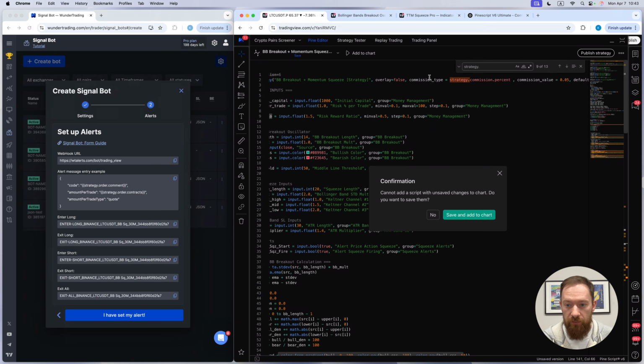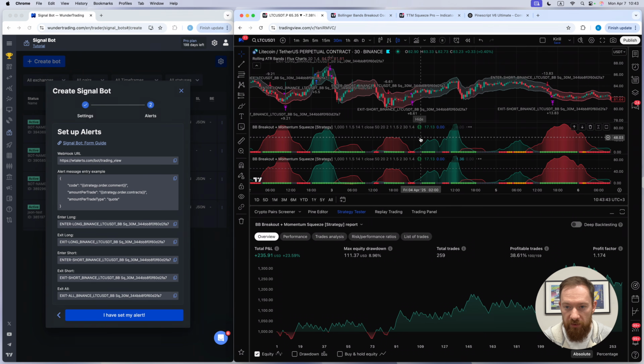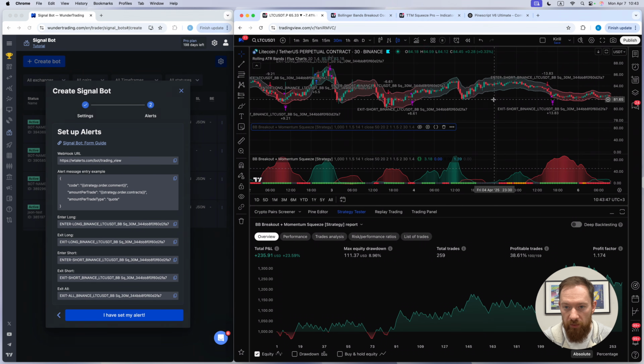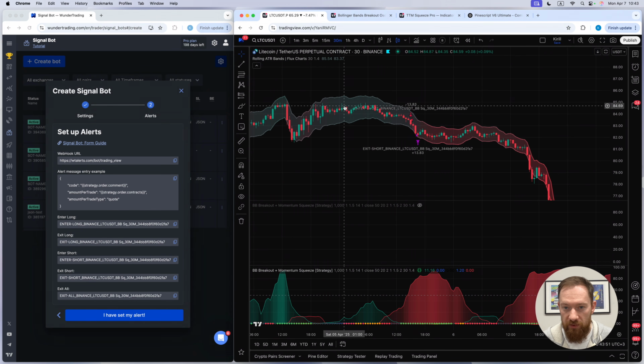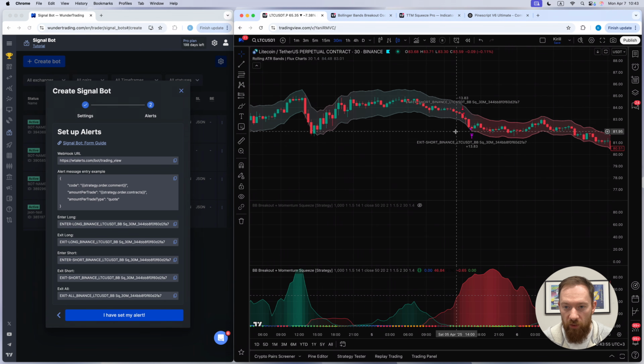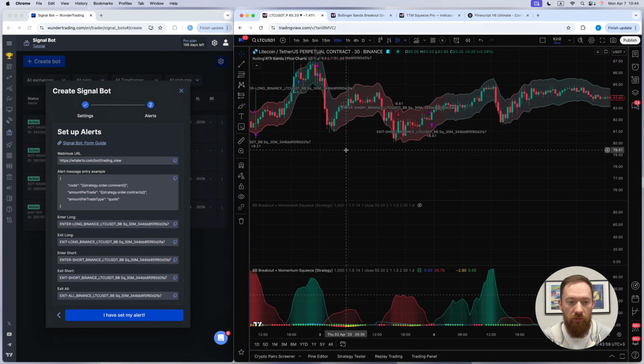Add this to the chart. So the new indicator will basically appear, and you would be able to see that as soon as it's over here, you can see the conditions already on the chart. And this is the first signal to you that everything is doing correctly. The next thing we need to do is to create the alert for this.